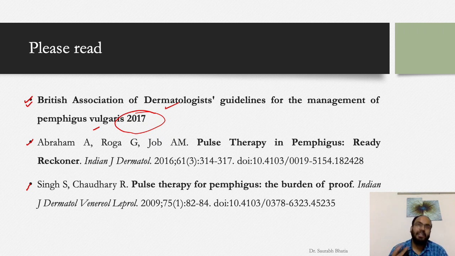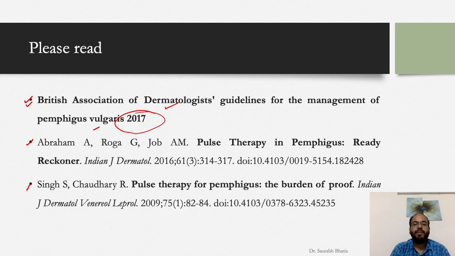It may not agree with giving pulses, but it did agree that it led to good control of disease with decreased mortality but associated side effects. It's a good idea to go through those guidelines, the BAD guidelines for control of pemphigus, if you want to know about DCPs and also other options available to manage pemphigus vulgaris.